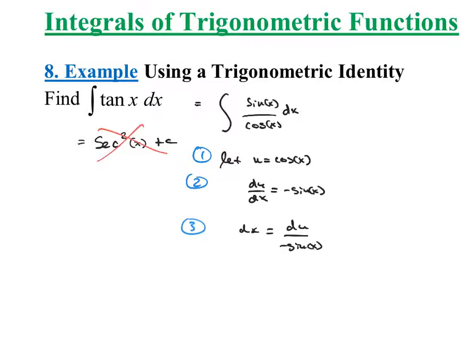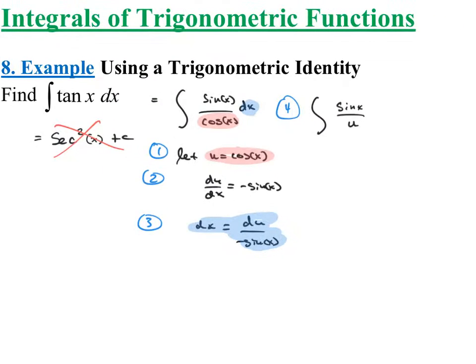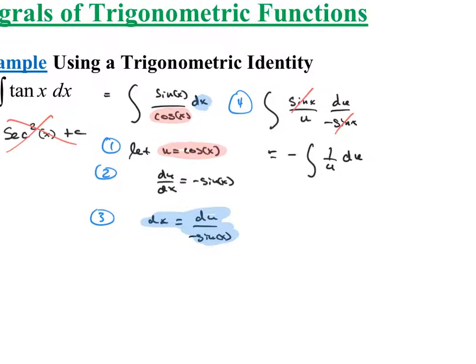Okay. Step 4, let's rewrite that integral, making the substitutions. We always substitute in for dx, and we always substitute in for u. So when we do that, we would end up with the integral of sine of x over u, and then instead of dx, we would have du over negative sine of x. When we do that, the sine of x simplifies. I'm going to pull that negative out in front, so I'm going to have negative the integral of 1 over u du.